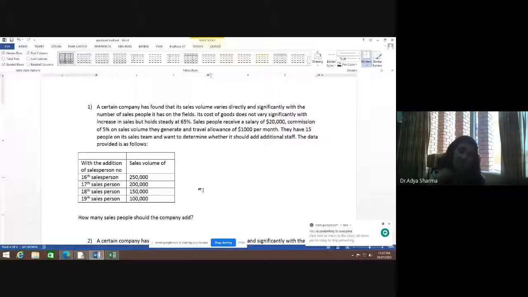Yeah, it's visible now. So it's a certain company has found that its sales volume varies directly and significantly with the number of salespeople it has on the field. Its cost of goods is around 65% of the volume. The sales will receive a certain salary, they receive a commission, and they also get a travel allowance. They have 15 salespeople right now, and now they want to know how many more they should get.